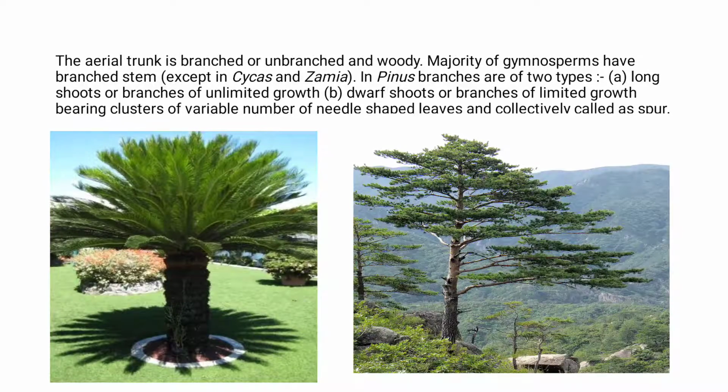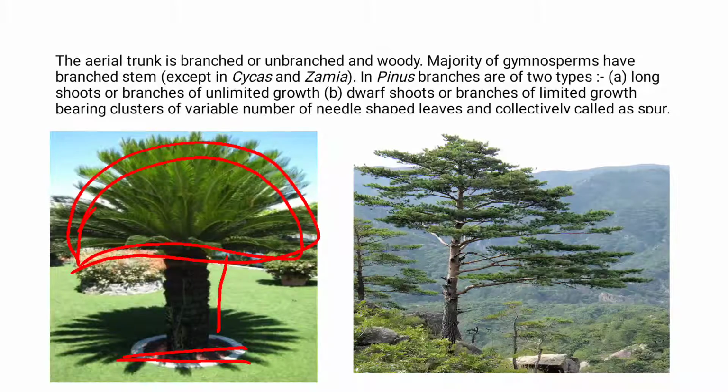If you look at the branching in gymnosperms, in cycads, in this image you can see, the stem is unbranched. There is no branching in the stem. Only a single stem will be there. At the top of the stem, you will find a crown of leaves. At the tip of the stem, the leaves will arise and they will have a crown appearance. So, the shoot in cycads is unbranched. Even in Zamia, a species of gymnosperm, the shoot system is unbranched.